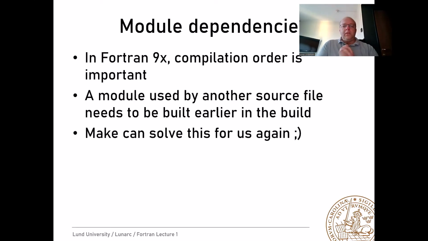So module dependencies. In Fortran 90 and above, compilation order is important, because when you build a module, the Fortran compiler will generate information that is required for when that module is used by another source code file. So if there's a module that is used by all other modules, it has to be built first. Then the next module has to be built, and then finally the main source code files. The source code files using these modules are built last. And we need to fix that in Make again.